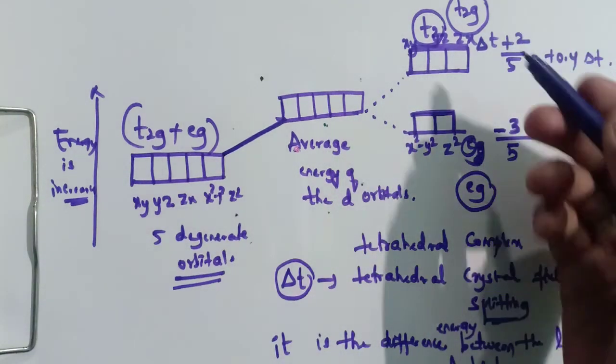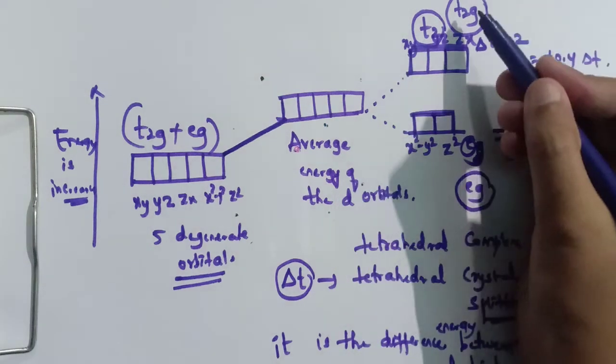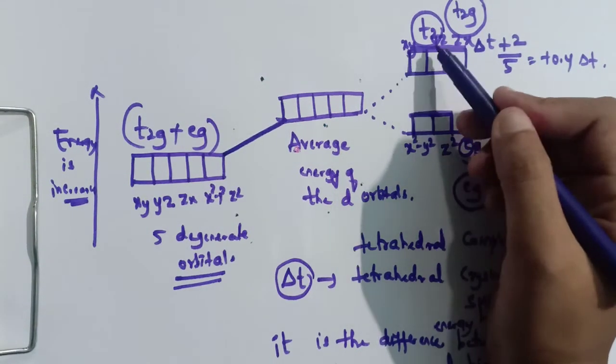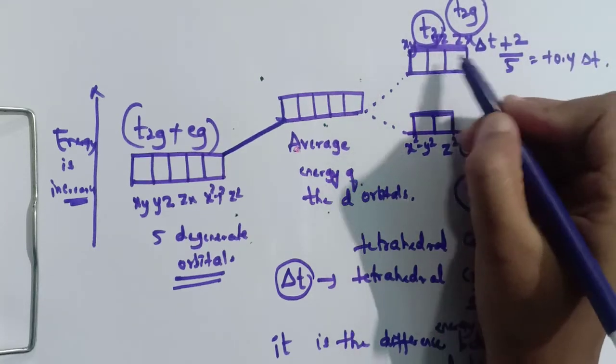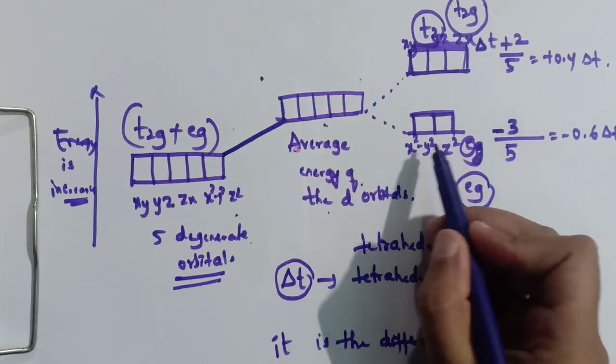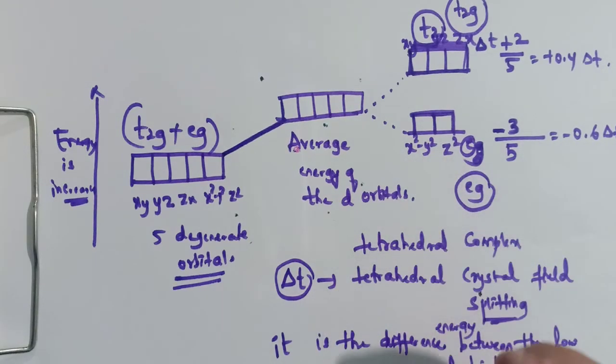Here these are split into T2 and Eg orbitals. T2 orbitals are xy, yz, zx. That means they are having higher energy, so these are represented here. These x square minus y square, z square are having lower energies, so they are represented on the downside.